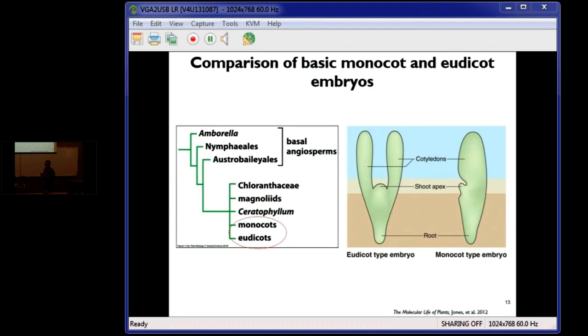The overall structure is the same. The polarity of the embryos in both of these lineages is the same. You have basically an apical basal polarity. At the apex, you have the shoot apex or shoot meristem. At the base, you have the root meristem. The cotyledons are basically embryonic leaves that are important for supporting the germination of the seedling. And they have different functions depending on which lineage you look at.